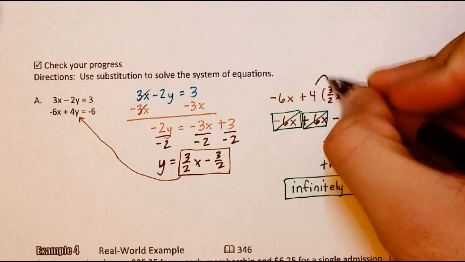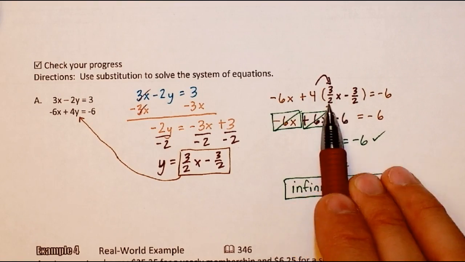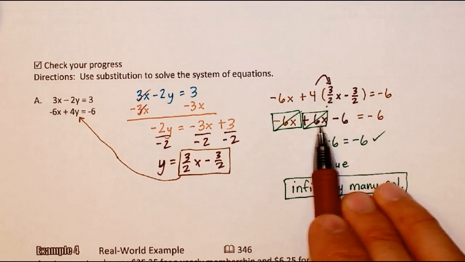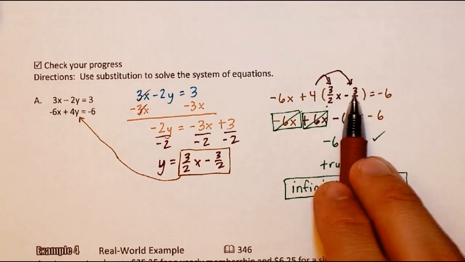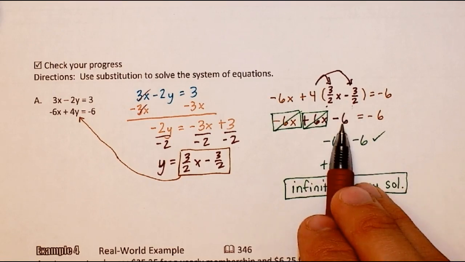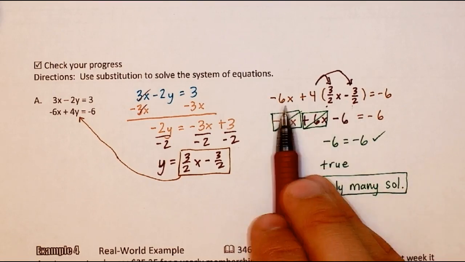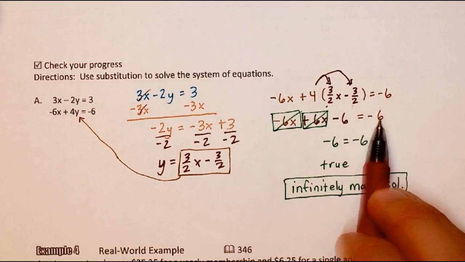When we distribute, 4 times 3 is 12. 12 divided by 2 is positive 6x. 4 times negative 3 is negative 12. Negative 12 divided by 2 is negative 6. I didn't use negative 6x, so I brought that down. And I didn't use equals negative 6, and I brought that down.